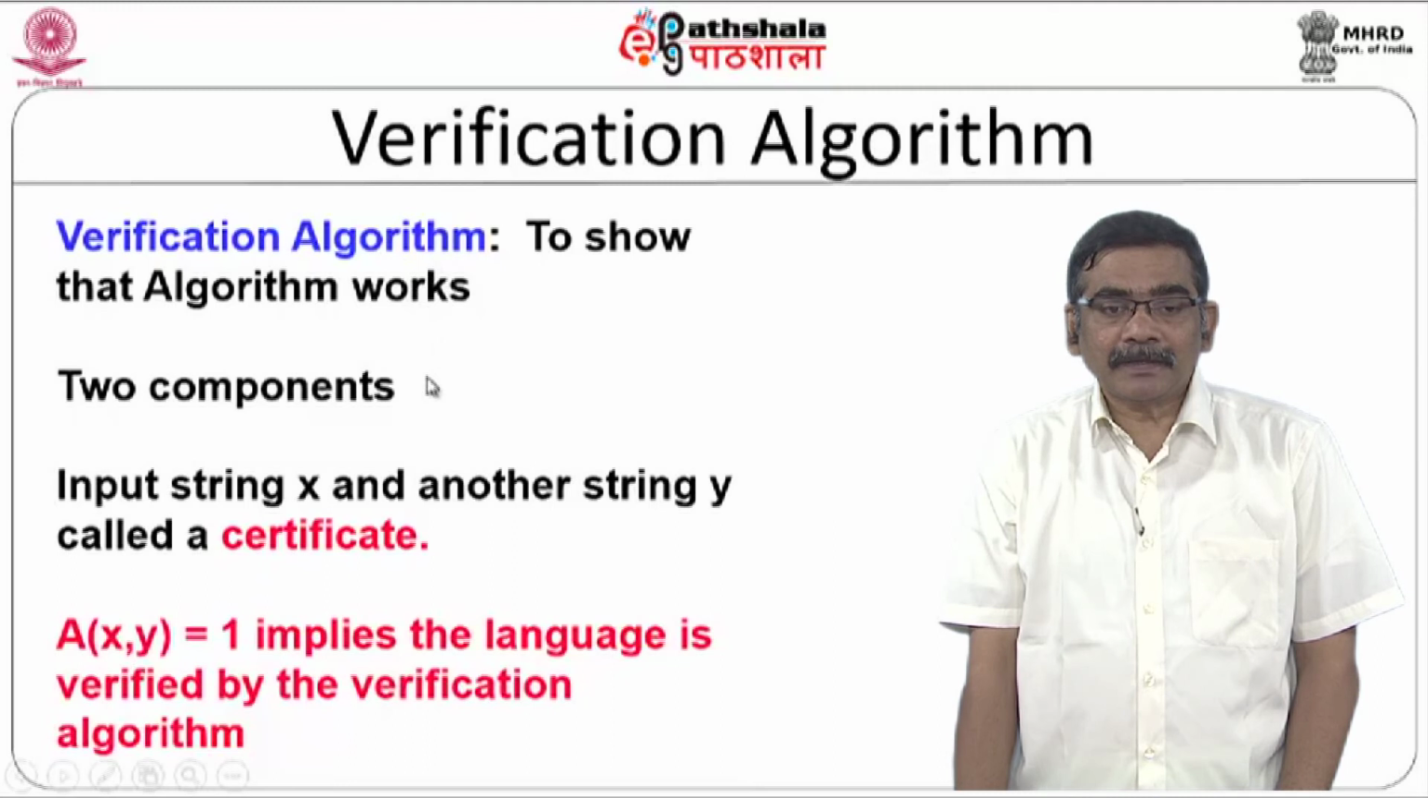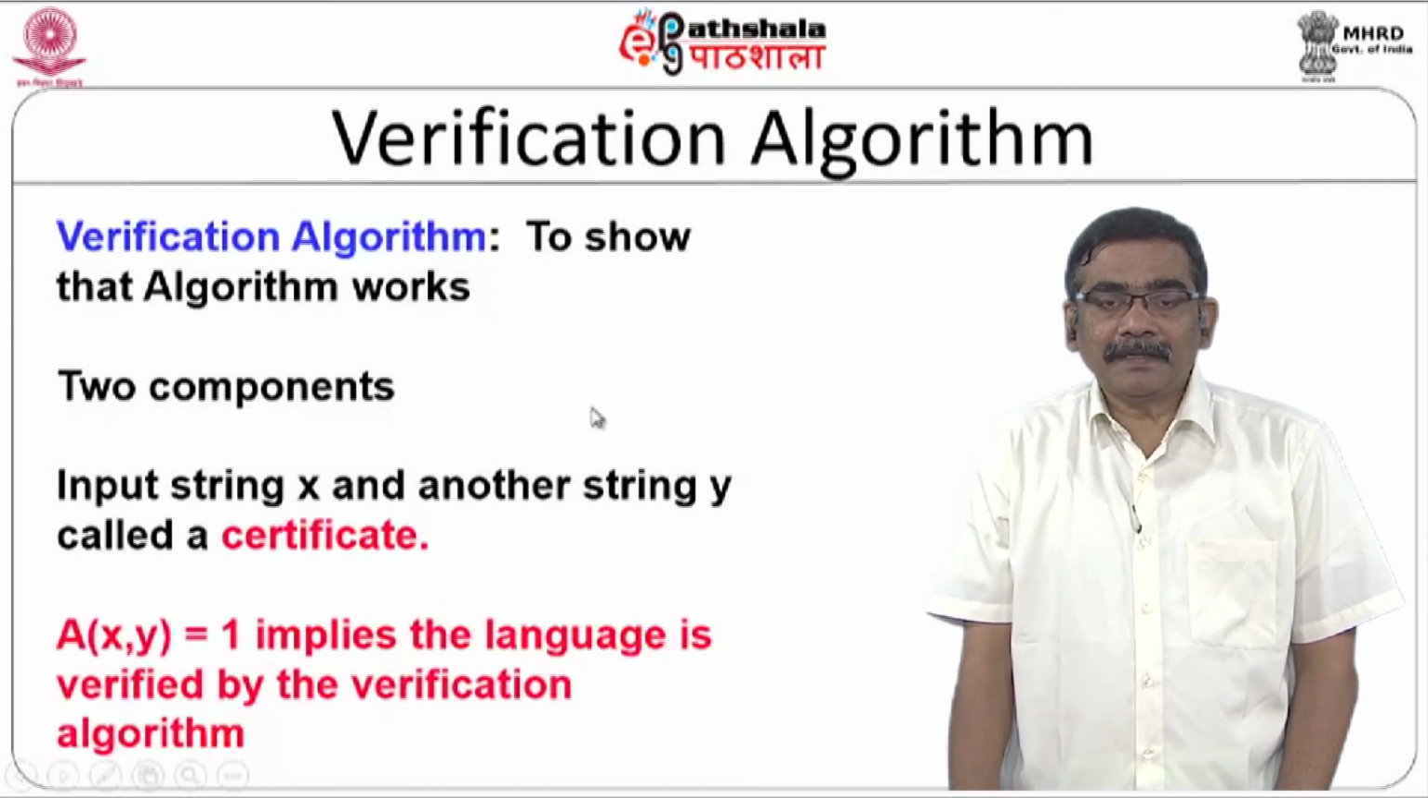A verification algorithm has two components. One is the input string x and another is the string y that we can call the certificate. What is the certificate? For example, in primality testing, a prime number is a number that is divisible only by itself and 1.